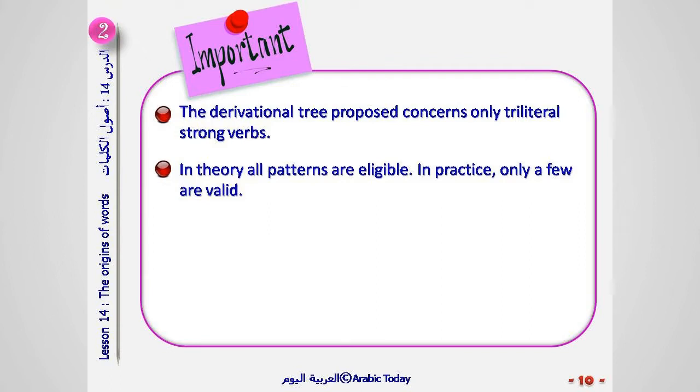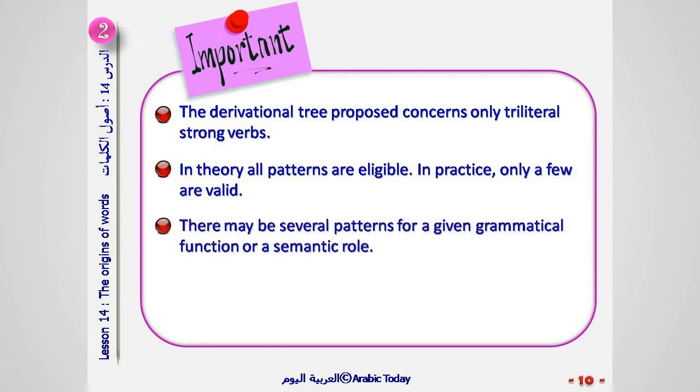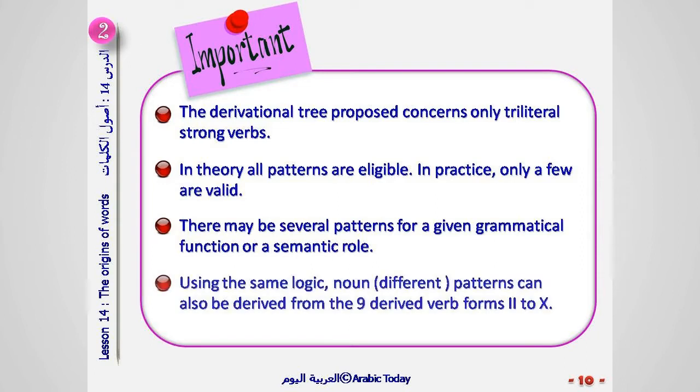In theory, all patterns are eligible. In practice, only a few are valid. For example, intransitive verbs do not admit a passive participle or a noun of instrument. There may be several patterns for a given grammatical function or semantic role. For example, we can have more than 10 patterns for the adjective or the verbal noun. Using the same logic, different noun patterns can also be derived from the 9 derived verb forms.